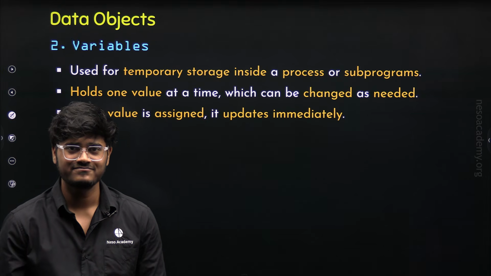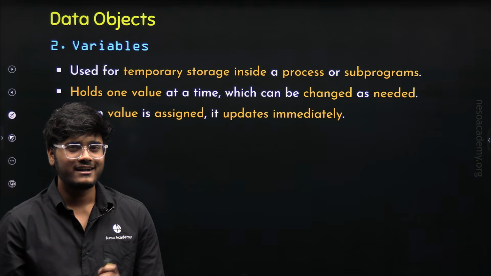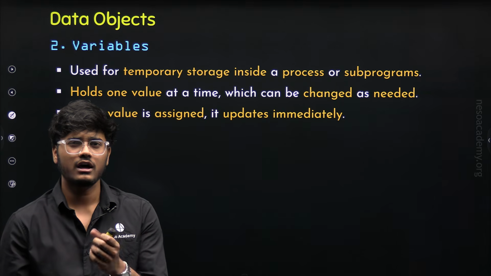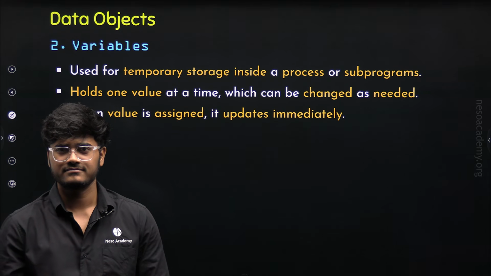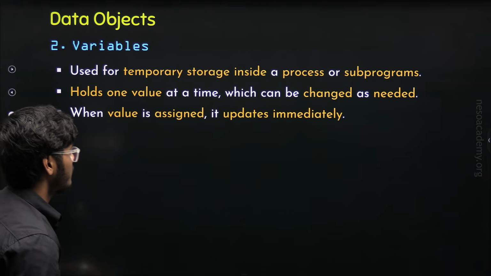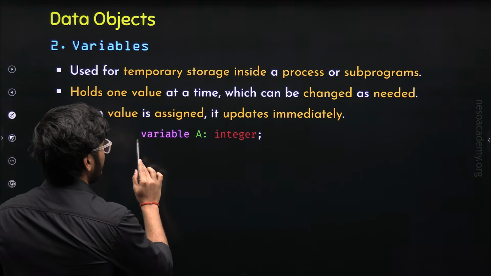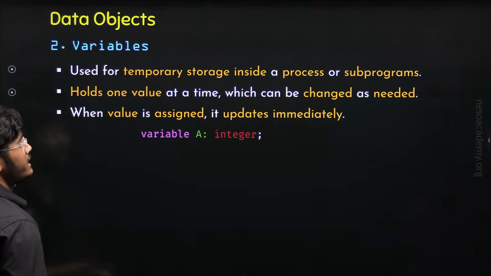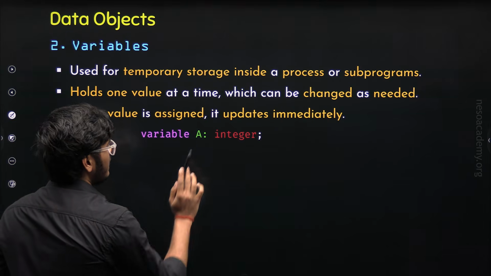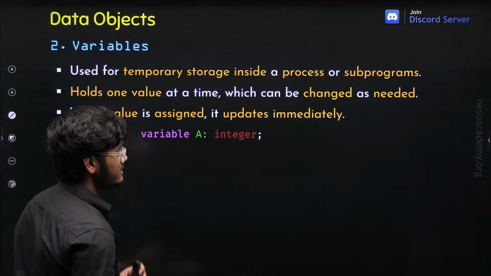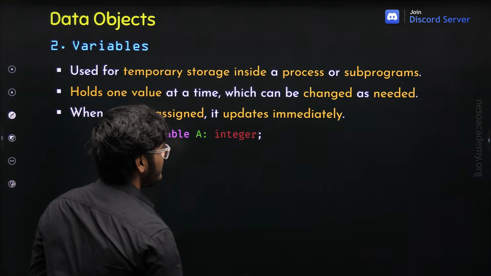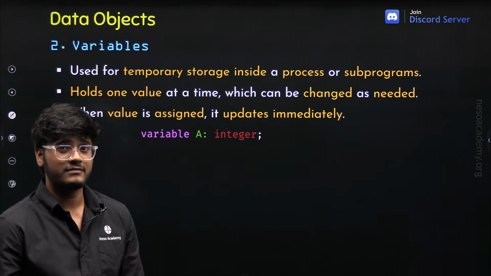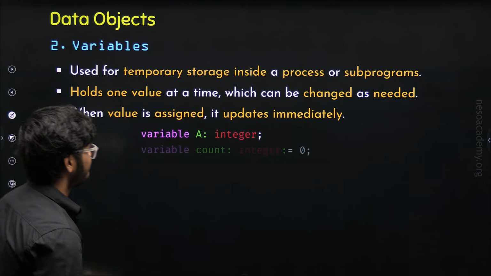So the question is, which one is faster, signals or variables? And the answer is variables. Let's see a few examples. In case of signals, we used the keyword signal to declare it. Similarly, in variables, we need the special keyword variable. So, we use the keyword variable to declare variable a. And here we are declaring a variable a that can store any integer value, but we are not assigning any specific value. Let's see how to do that.